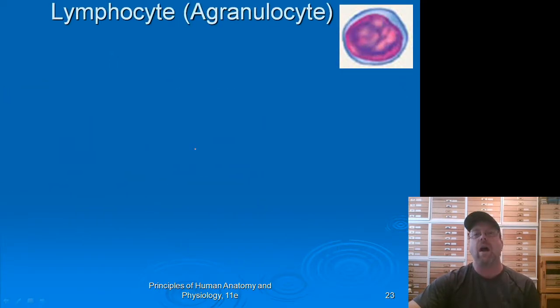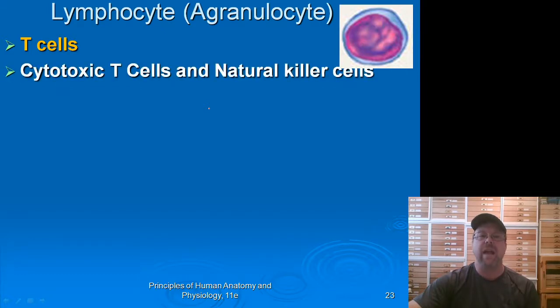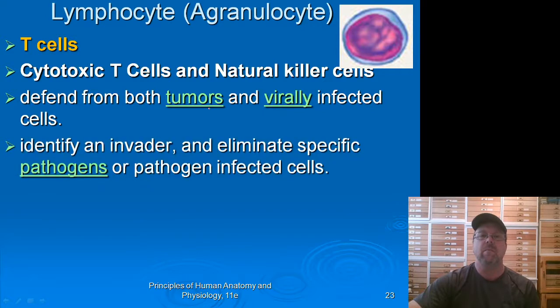Okay, now our other categories are the agranulocytes. The most common agranulocytes we're going to have are T cells, B cells, and monocytes that turn into macrophages. So our lymphocytes are agranular. They don't have any grains in their cytoplasm. And we have two categories. We have T cells and we have B cells.